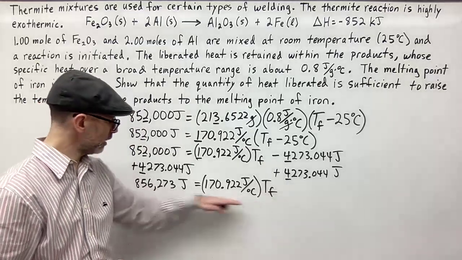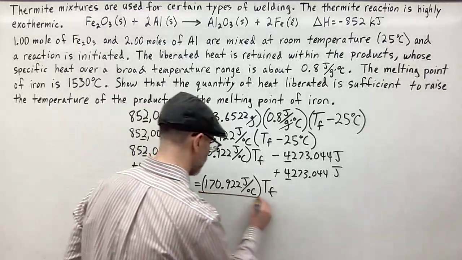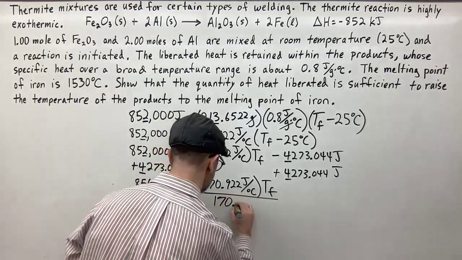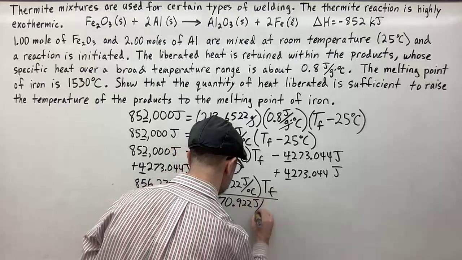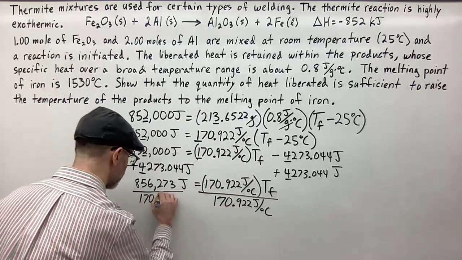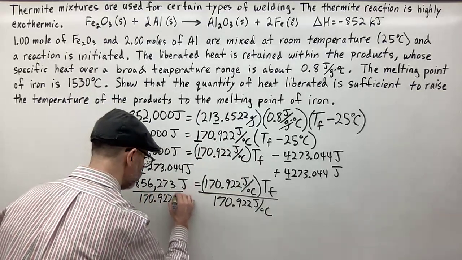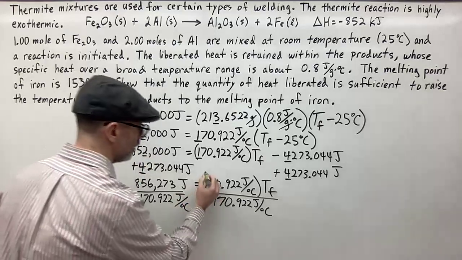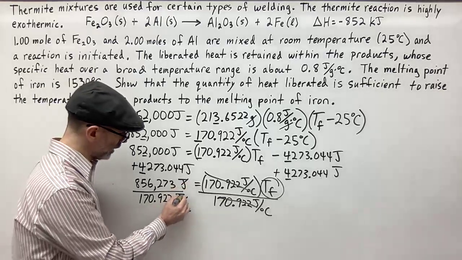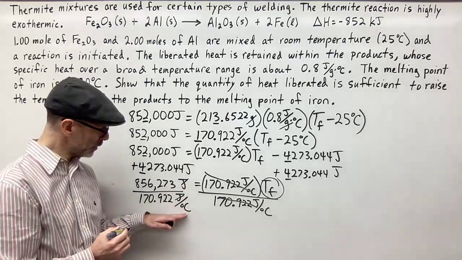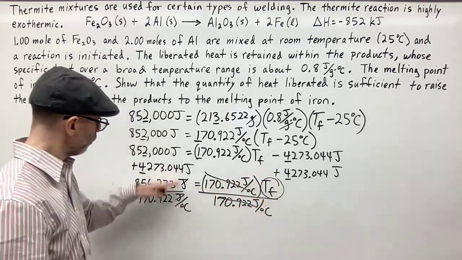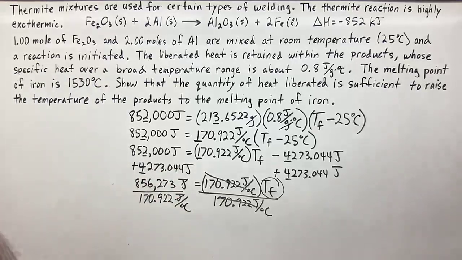Now I can just divide both sides by this, get the final temperature by itself, TF. 170.922 joules per degree Celsius. Divide that over here, 170.922 joules per degree Celsius. This is going to cancel out. I'm left with TF. So notice here that joules are going to cancel out, leaving me with a temperature unit, degrees Celsius, which is what I would expect if I'm finding final temperature.